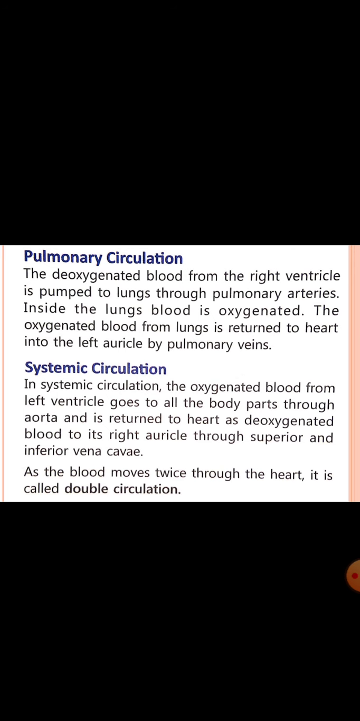Okay students, next is systemic circulation. In systemic circulation, the oxygenated blood from the left ventricle goes to all the body parts through the aorta and is returned to the heart as deoxygenated blood to its right auricle through superior and inferior vena cava. As the blood moves twice through the heart, means the oxygenated circulation and deoxygenated circulation, it is called double circulation. Clear?